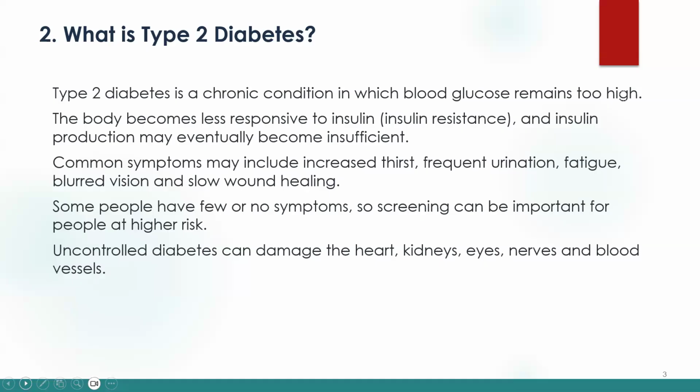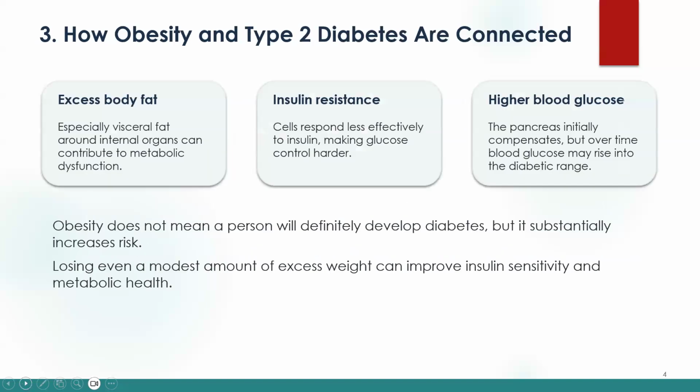Now we have to discuss the relationship between obesity and type 2 diabetes. When excess fat is deposited in the different visceral organs, that is the internal organs, then insulin resistance develops. That means the target cells act at a low level in response to insulin. And that is referred to as insulin resistance.